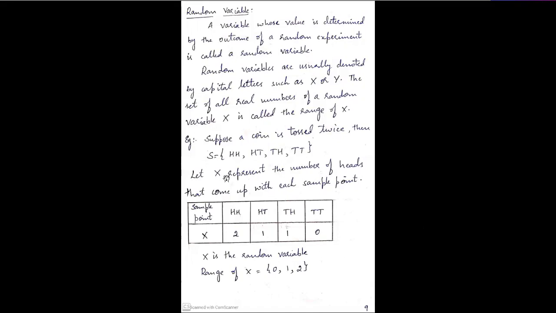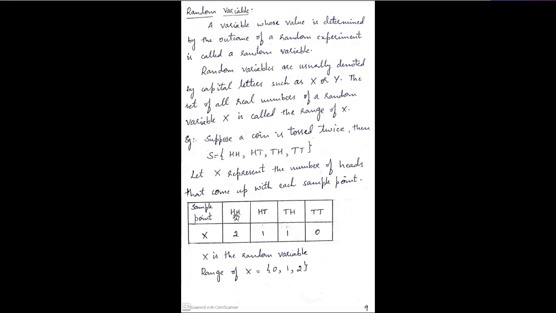Say for example, suppose you toss a coin twice, then the sample space is equal to HH, HT, TH and TT. Now let X represent the number of heads that come up with each sample point. So I'm finding X to be the number of heads that come up when you toss a coin twice. I'm taking a tabular column here. I write the sample points, HH, HT, TH and TT, and X will be the number of heads that come up.